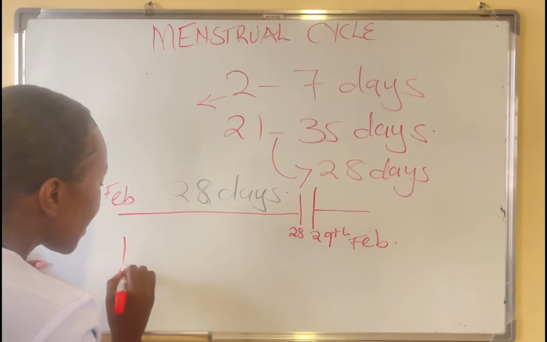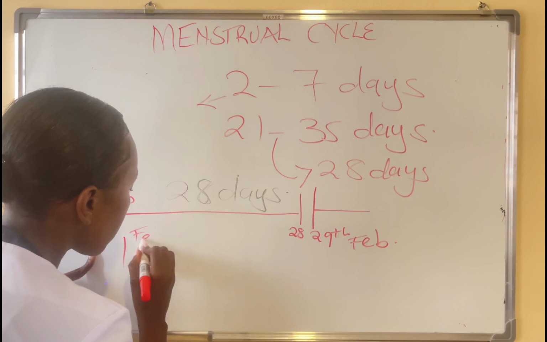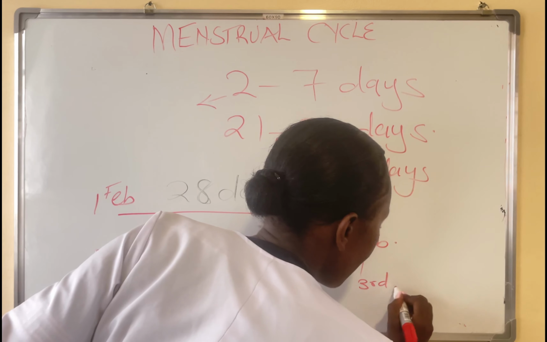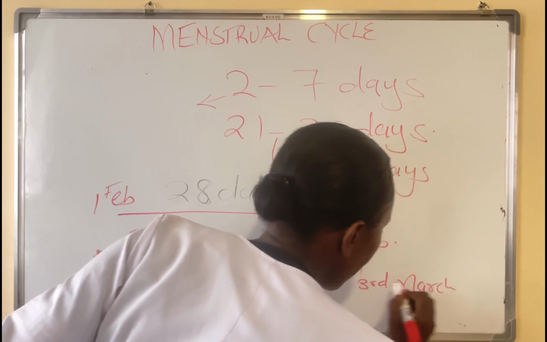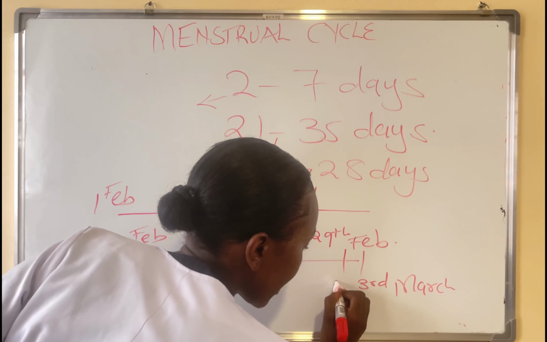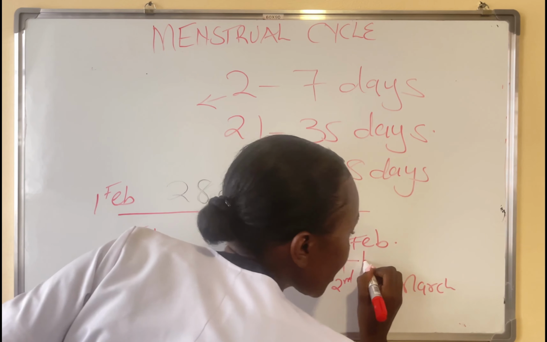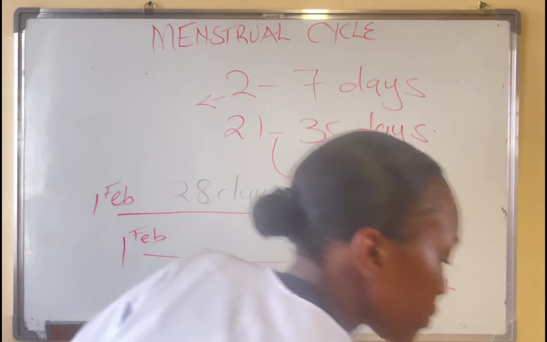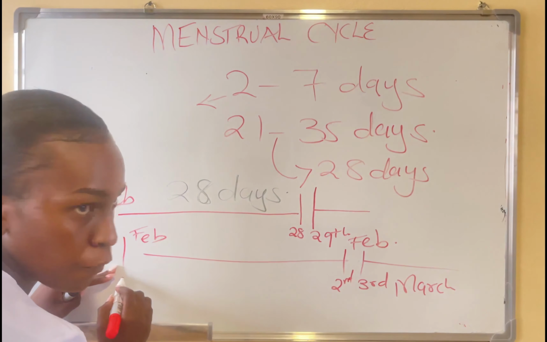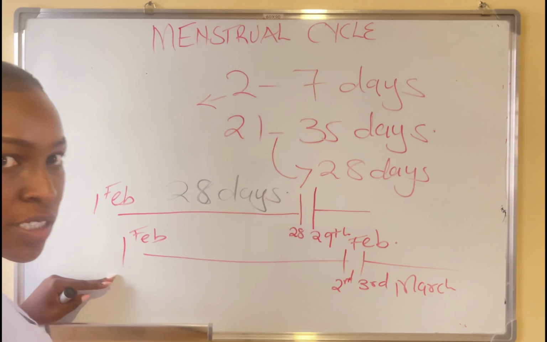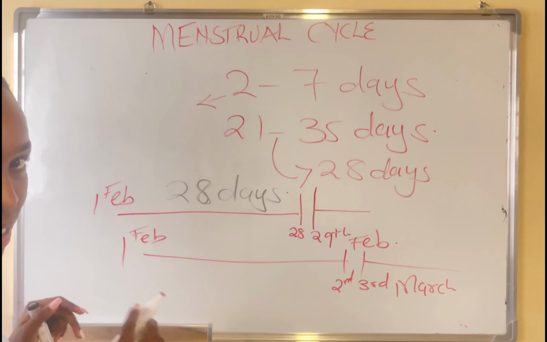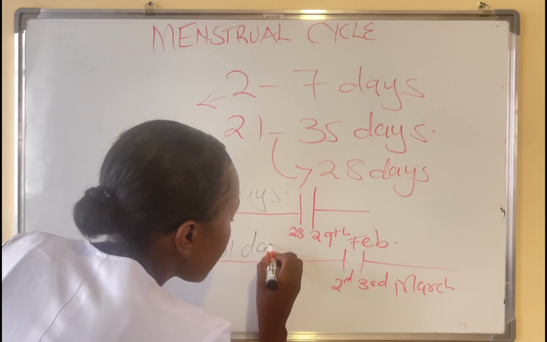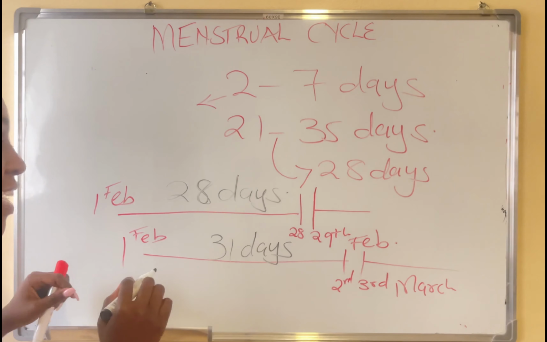Another example: if I receive my period on 1st of Feb and I receive my next period on 3rd of March, the day before this is 2nd March. The next period is the beginning of my next cycle. So between 1st of February to 2nd of March, that is this person's cycle, and this is 31 days. So this person has a cycle of 31 days.